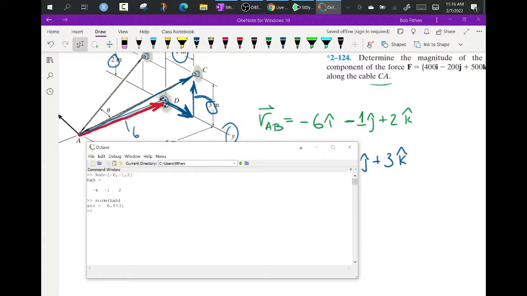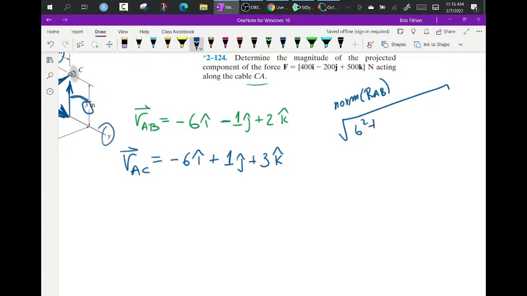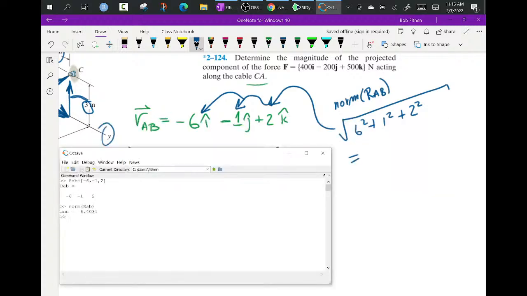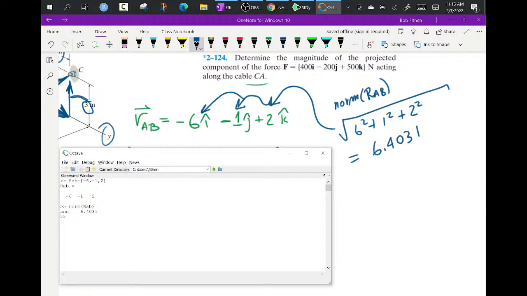Okay. So in Octave, when I type in the norm of this RAB, what it's doing is it's taking the square root of the 6 squared, the 1 squared, and the 2 squared. And that's from the components here. It becomes 6.4031, I think. Yeah. So that's the length of that vector.